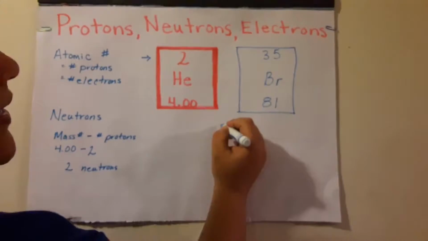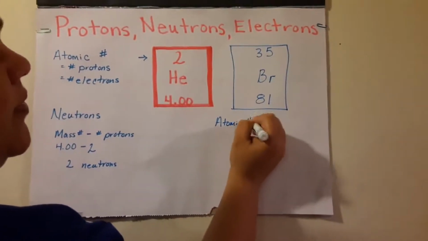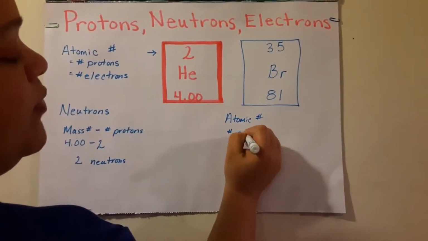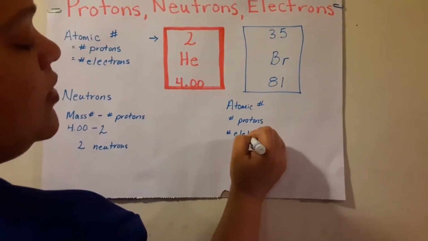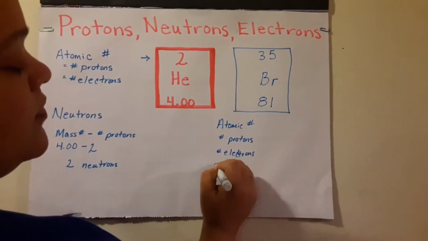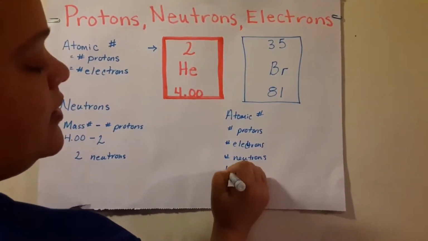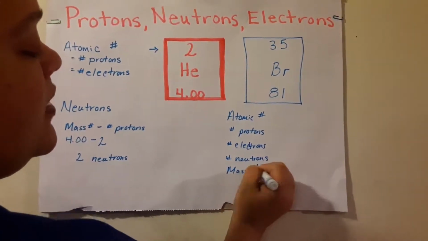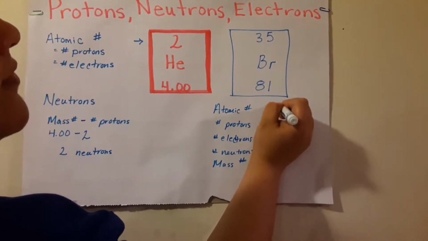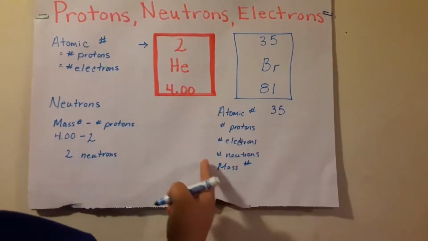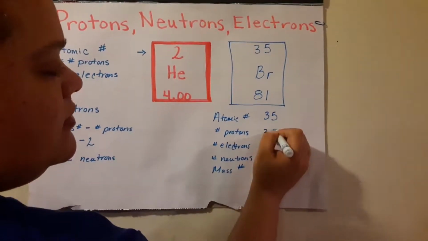So we're needing to find out the atomic number, number of protons, number of electrons, and the number of neutrons, and then our mass number. Some of this information we already have. So our atomic number is going to be 35. Since we know our atomic number, our protons and electrons are all going to equal the same. We can fill those in.